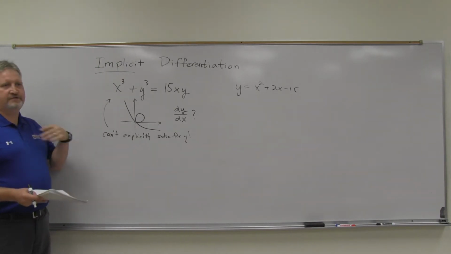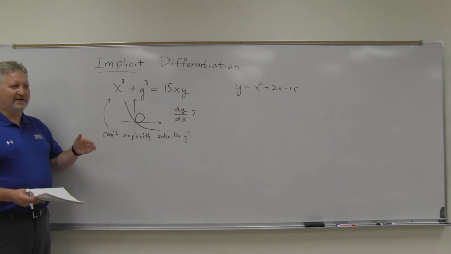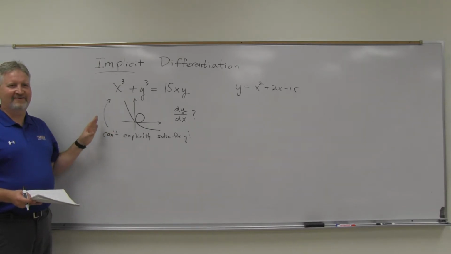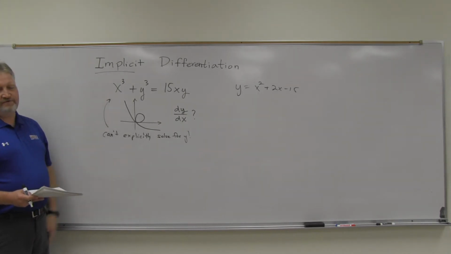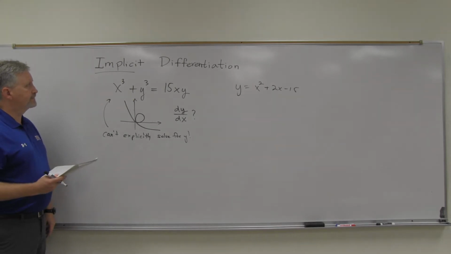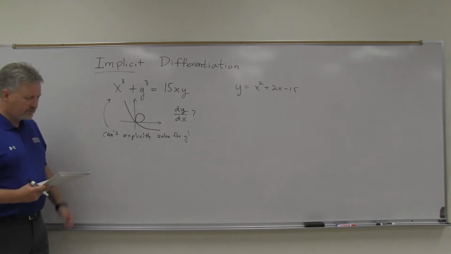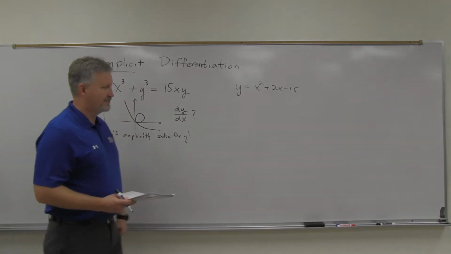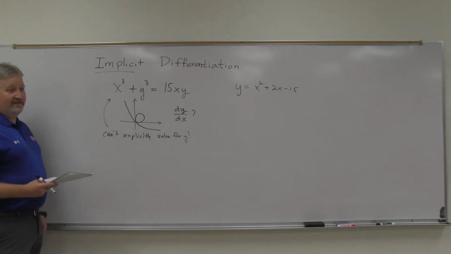That's why we use what's called implicit differentiation. It's differentiation, not necessarily through the back door, but a different way, okay? We're going to do it a different way, solve for the derivative, find the derivative, using what's known as implicit differentiation. Okay, so that's my little intro there to why we need this.